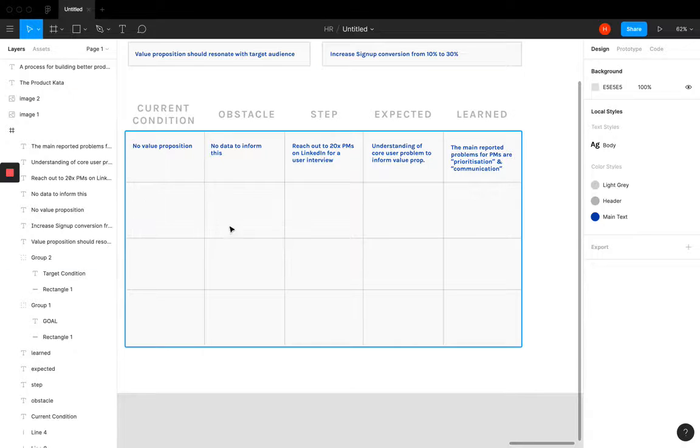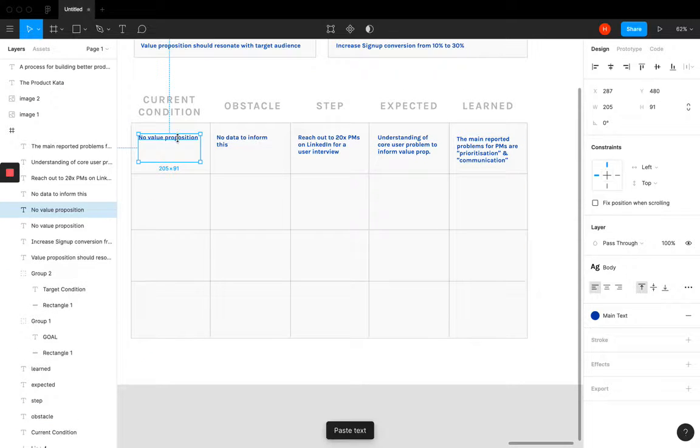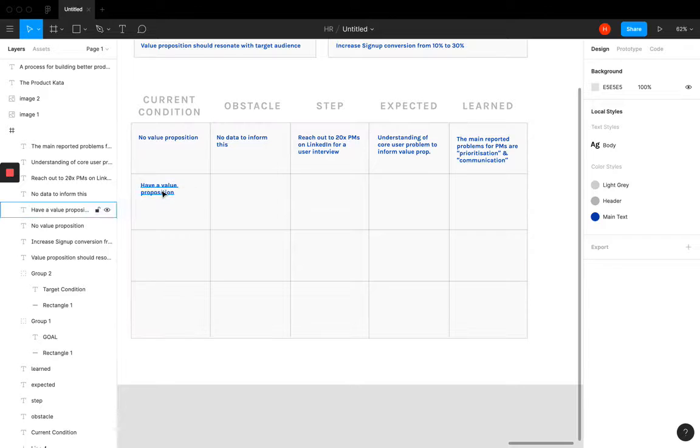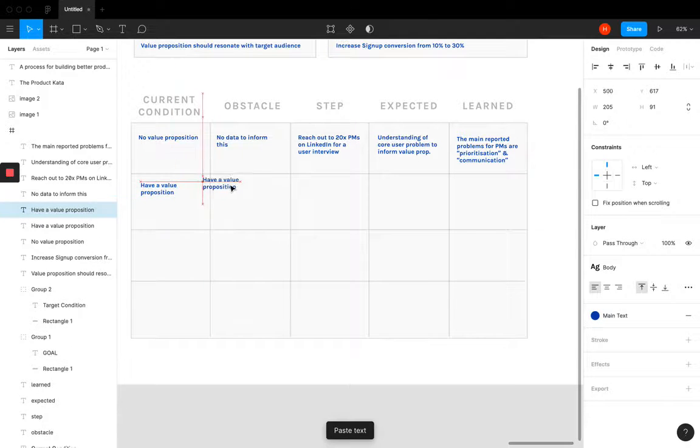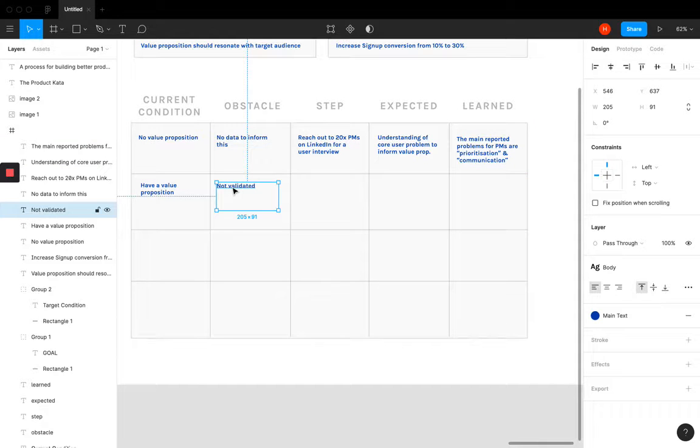Now what we do is start the cycle again. So we go back to current conditions. So where are we at now? Well, we actually now have a value proposition. What's the obstacle? Well, it's not validated, right? We have an idea, but what people say in an interview doesn't necessarily mean it will work on the website, or maybe the audience is different, etc., etc.